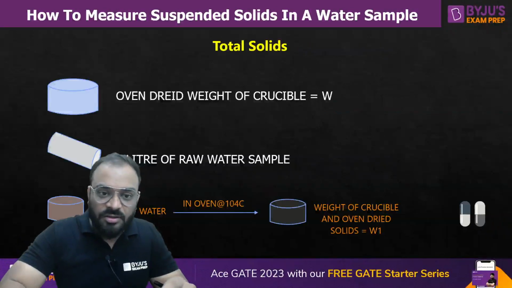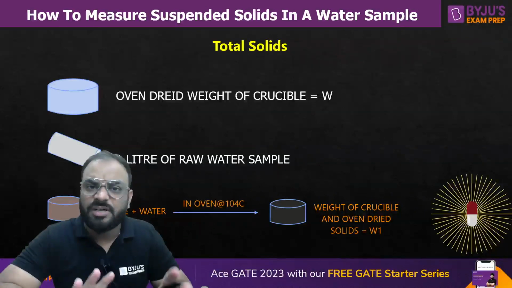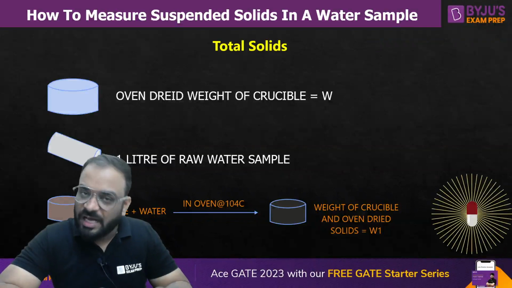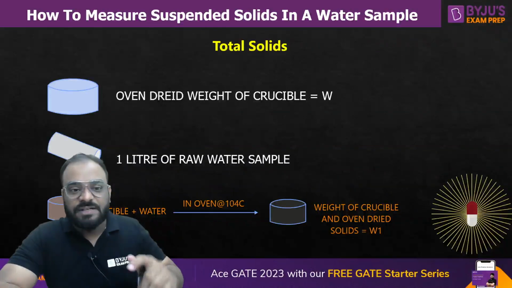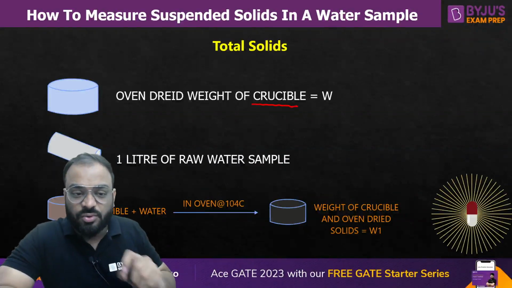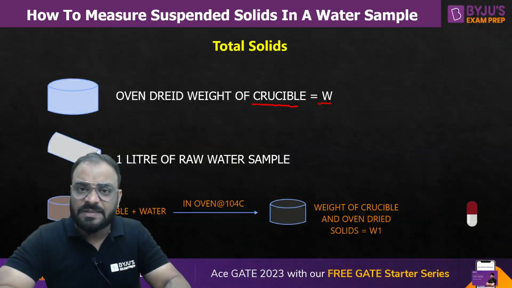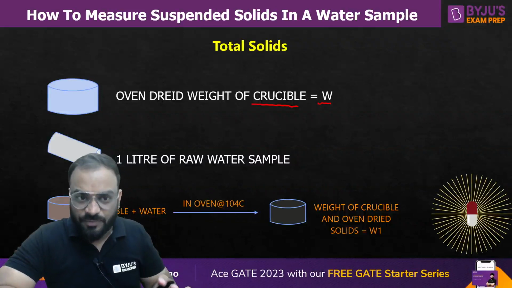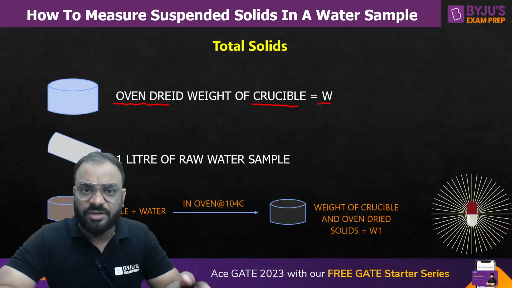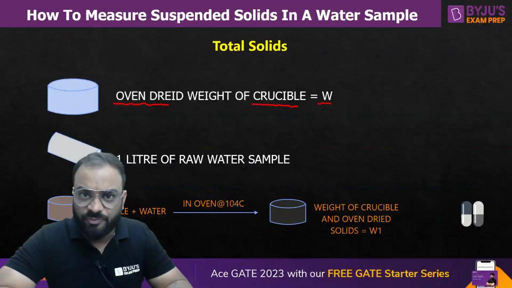Okay. Now guys, let's understand the procedure in detail. First we are trying to measure the total solid concentration. In later slides, we will discuss the suspended solid part as well as the dissolved solid part. So let's understand, guys. First of all, you need to take a crucible whose weight is equal to W, and this is a crucible which is already oven dried. You put this crucible in the oven and then take its weight. So this is the oven dry weight of the crucible. Let us consider capital W is this weight.